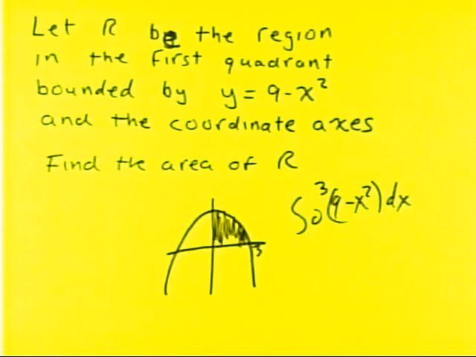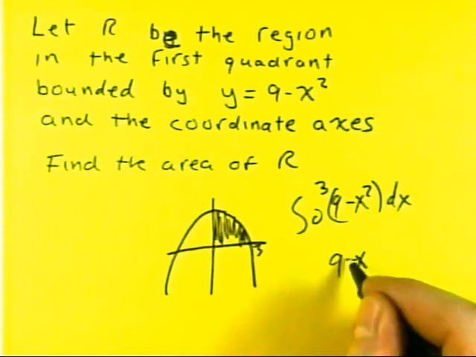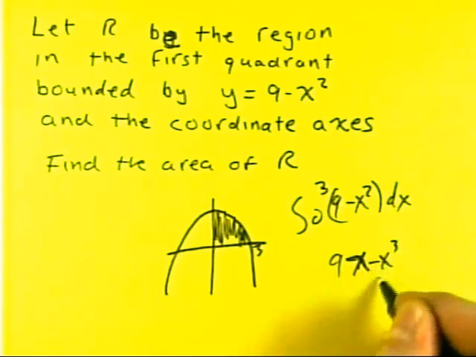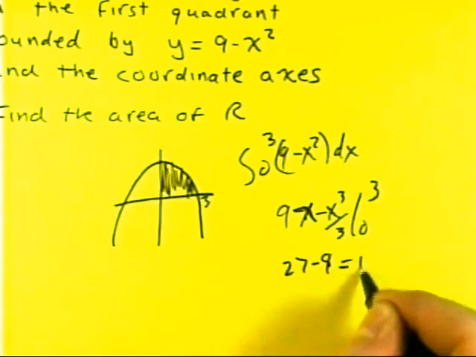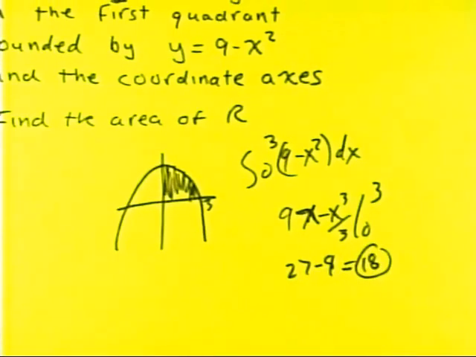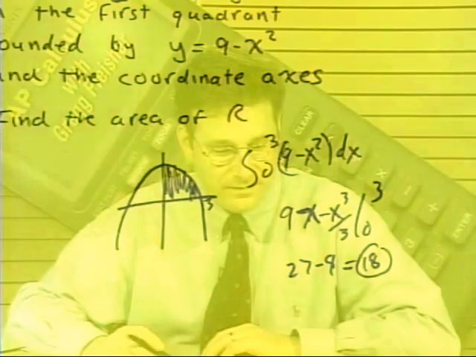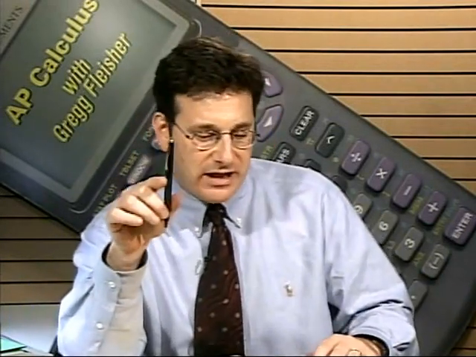How do you do that real quickly? 9x minus x cubed over 3, from 0 to 3. That's excellent. You plug that in, you get 27 minus 9. So the answer is 18. Pretty exciting, don't you think? Hey, have someone from Molina call in again real soon because I'm going to have a problem that looks just like it, but it's a lot different, okay?